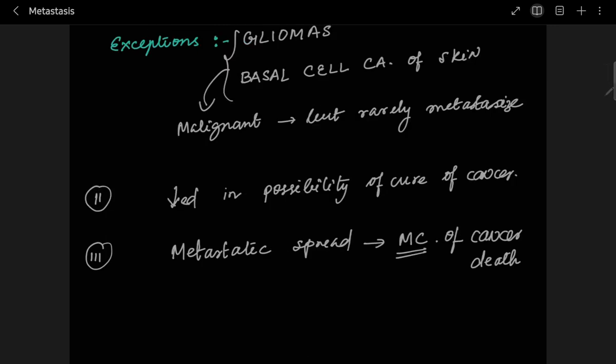Now what happens when metastasis occurs? Obviously the tumor was located in one place and it is going to some other place, right. It has already caused damage to that region and difficulties to the patient, and again it is spreading to another part of the body. So obviously there will be a decrease in the possibility of cure of the cancer. And the third point is that metastatic spread is the most common cause of cancer death.